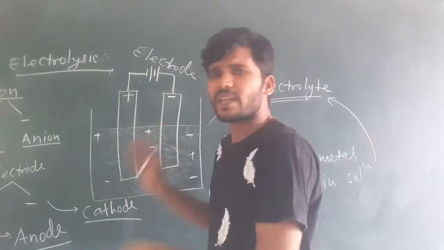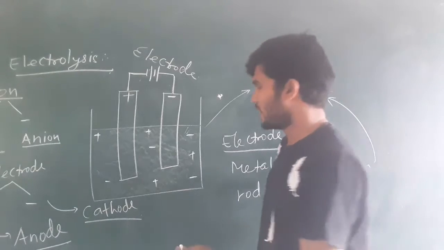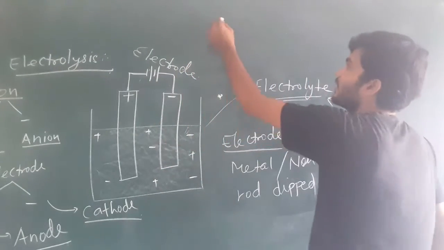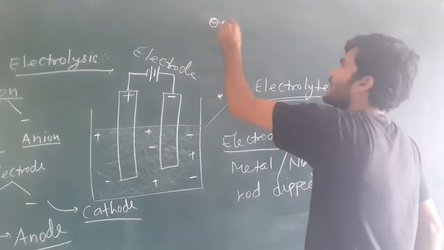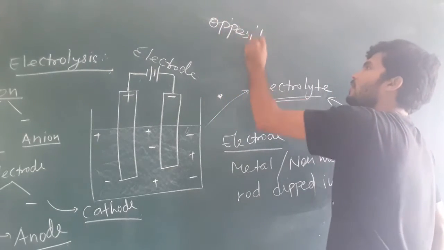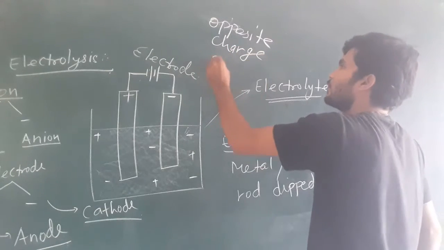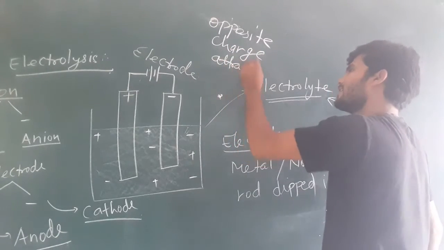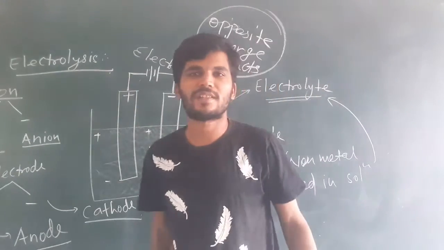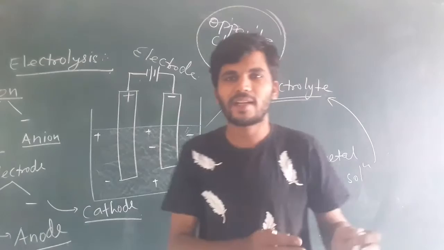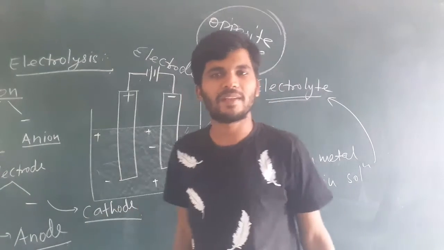The current will flow from that side, and we know that opposite charges attract each other. I can write here: opposite charges attract each other. If you know this concept, then electrolysis is easy for you, because negatively charged can be attracted by the positive charge and positive charge can be attracted by the negative charge.